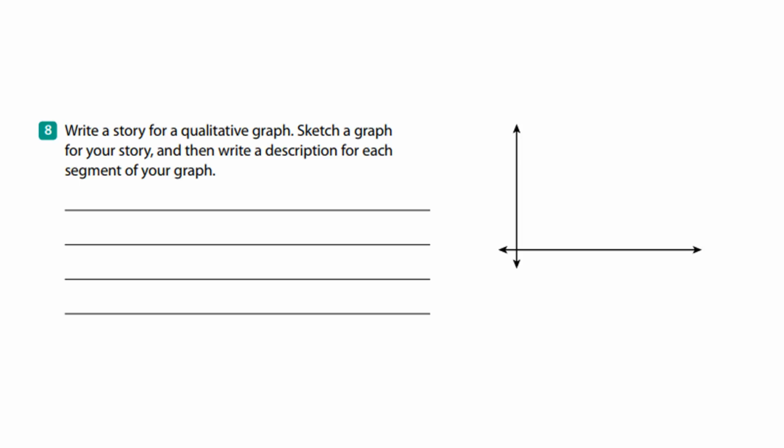Number 8, write a story for a qualitative graph. Sketch a graph for your story and then write a description for each segment of your graph. Now you can write about anything. I am going to narrow down the topics a little bit. We are going to do the bottom section as time, and we're going to do the side section as math scores. And so you get to create a graph and a story that relates to math scores and time.